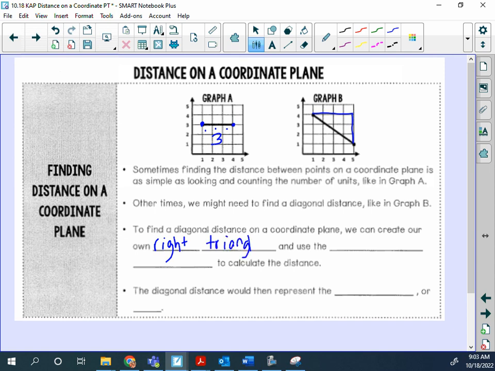And just like the warm-up, I could do it this way, or I could have gone on the bottom and up. It doesn't matter. And use the what to calculate the distance? Thank you. Pythagorean theorem. Because again, that works with every single right triangle. The diagonal distance would represent the hypotenuse or c. Okay?